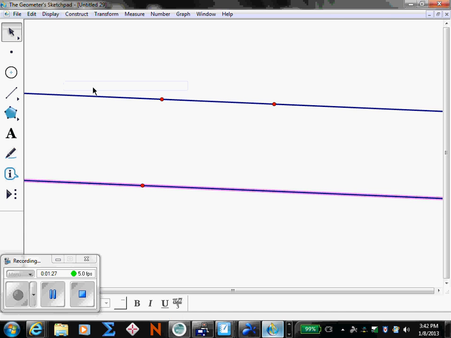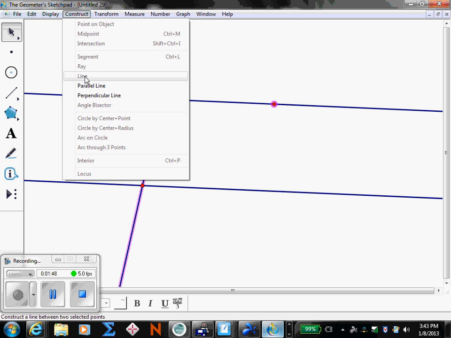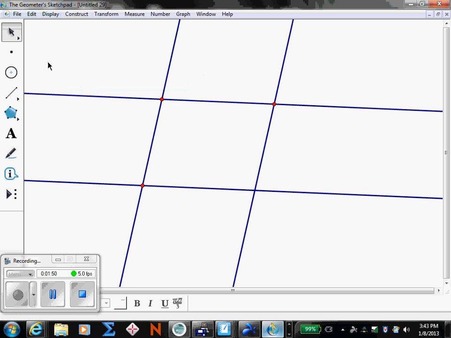And then we want to make sure that the other lines are parallel as well. So I am going to highlight these 2 points, and then highlight this one, and then construct parallel line this way as well. So now with those 4 points, that will make the figure. And so now I just need to make sure I construct the segments. And then I can hide the parallel lines.